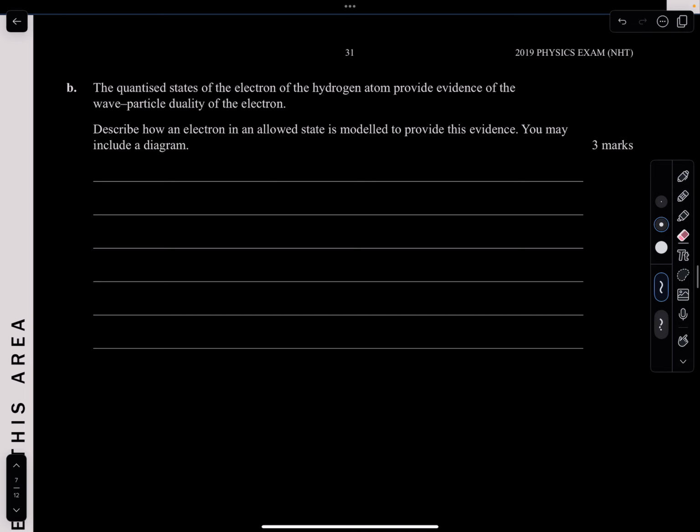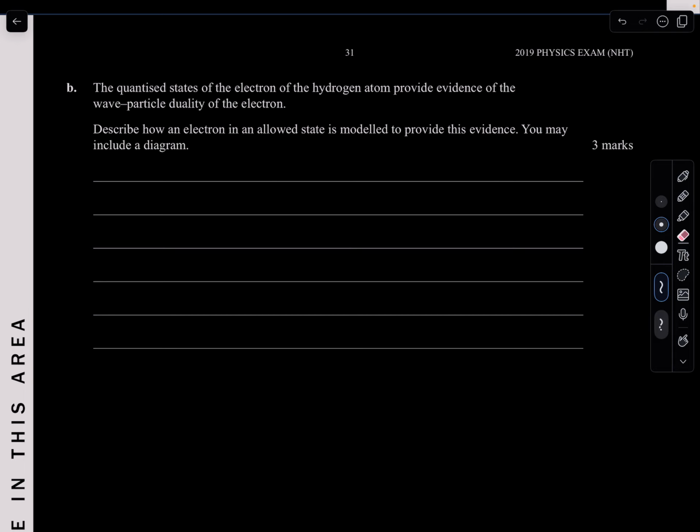Next question. The quantized states of an electron of a hydrogen atom provide evidence of the wave particle duality of electron. True. Describe how an electron in an allowed state is modeled. To provide this evidence, you might include a diagram. Basically, they're just trying to tell you to explain how electron standing waves are formed. This is one of the most common questions, so make sure you write this in your formula sheet, and dot point those specific answers so you can get the marks.